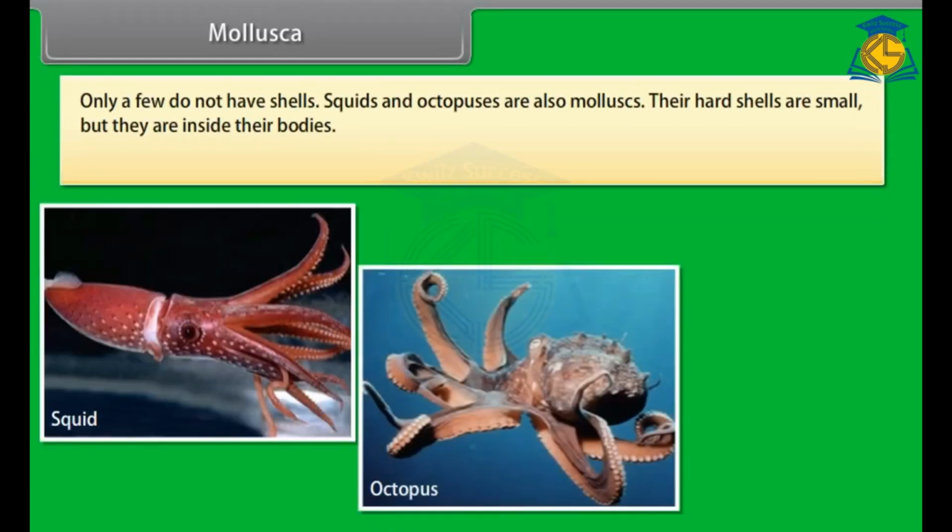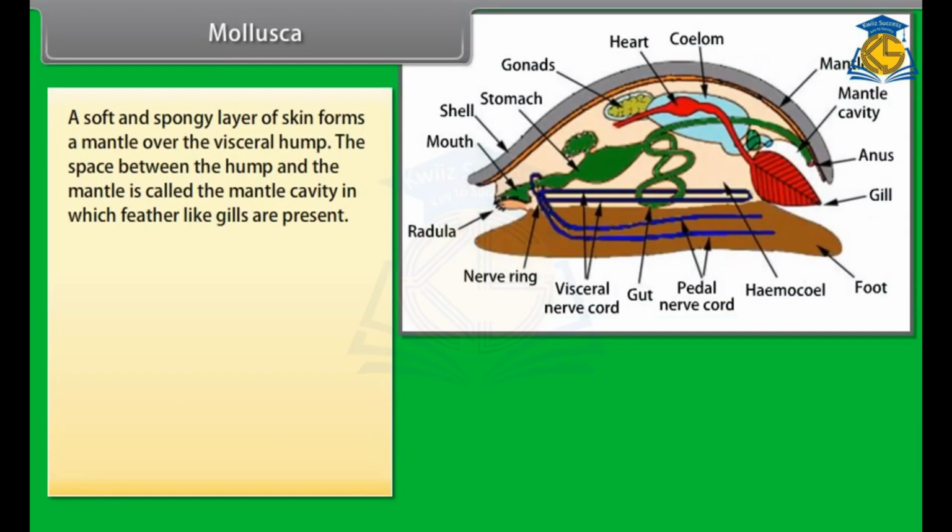Squids and octopuses are also mollusks. Their hard shells are small, but they are inside their bodies. Example: octopus and sea slug. A soft and spongy layer of skin forms a mantle over the visceral hump.